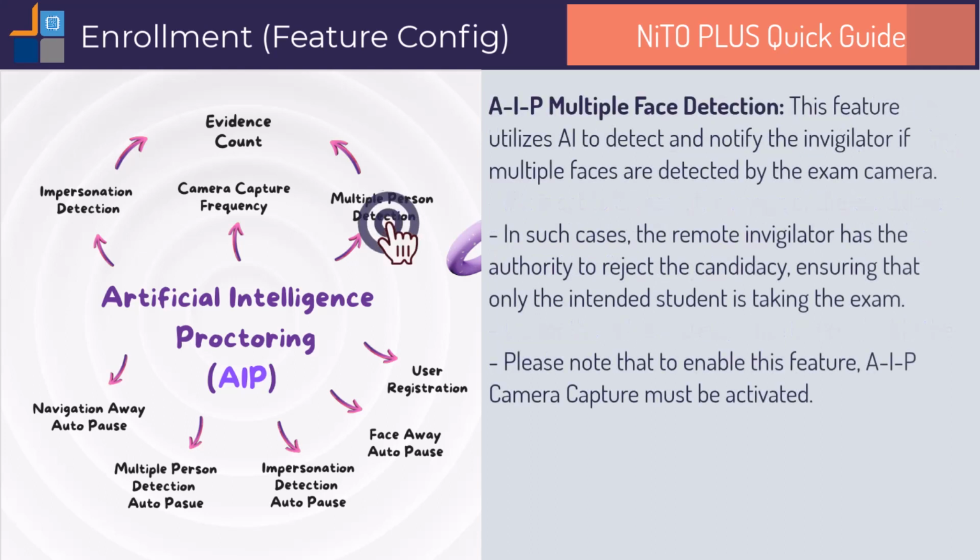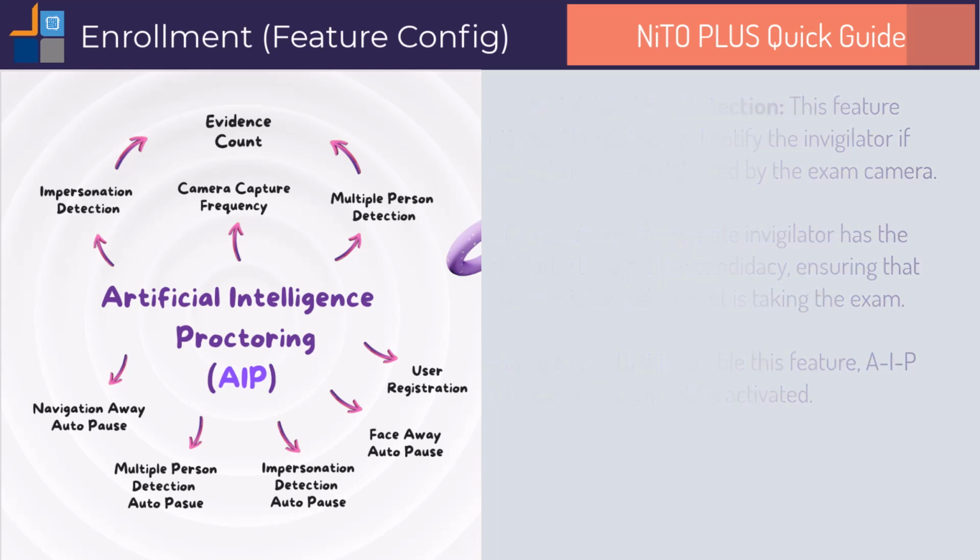AIP multiple face detection. This feature utilizes AI to detect and notify the invigilator if multiple faces are detected by the exam camera. In such cases, the remote invigilator has the authority to reject the candidacy, ensuring that only the intended student is taking the exam. Please note that to enable this feature, AIP camera capture must be activated.